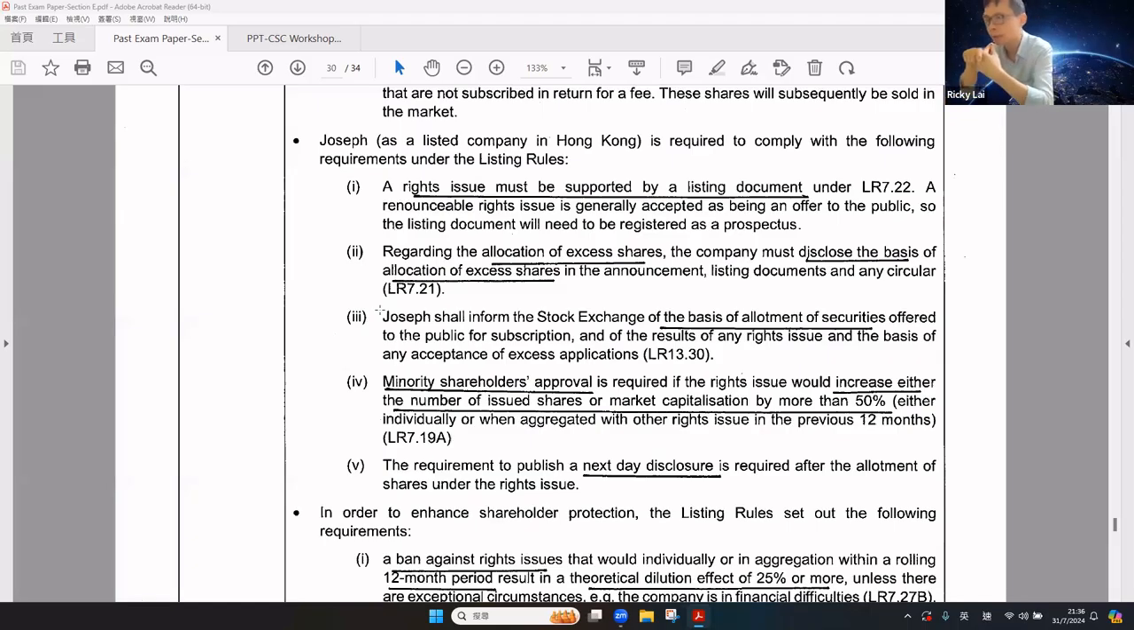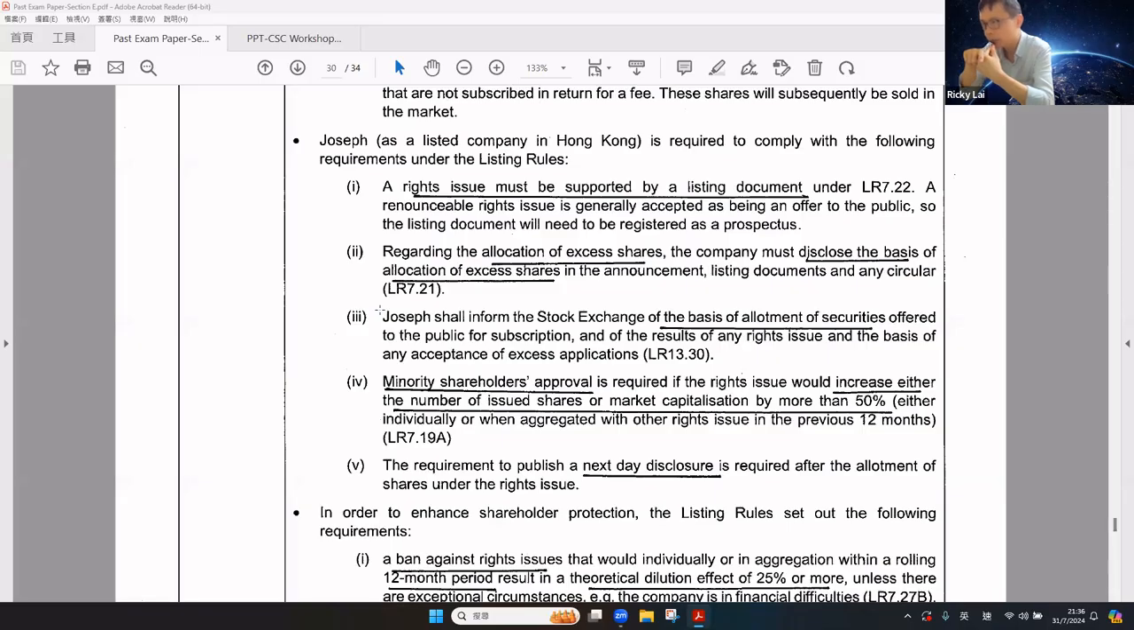The listed company should comply with the following requirements, including that the rights issue must be supported by a listing document. A rights issue is generally accepted as being an offer to the public, so the listing document will need to be registered as a prospectus. Regarding the allocation of excess shares, the company must disclose the basis of allocating the excess shares in the announcement, listing document, and any circular. The listed company shall also inform the stock exchange of the basis for allotment of securities offered to the public for subscription, of the result of any rights issue and the basis of any acceptance of excess applications.